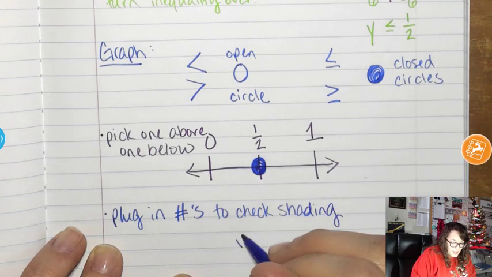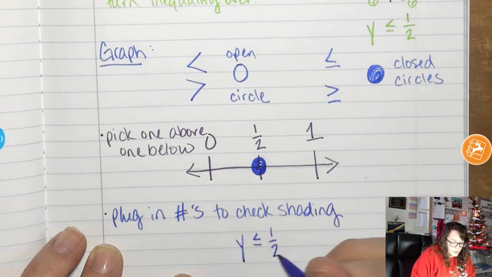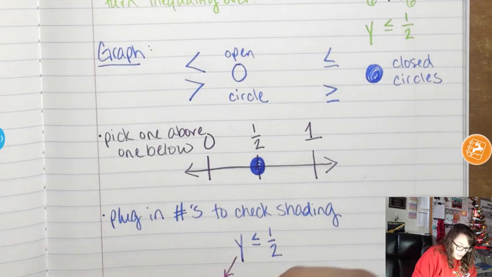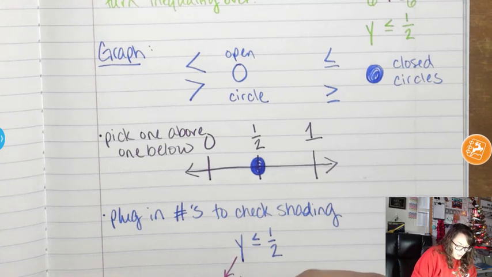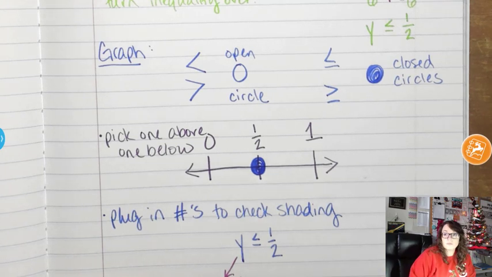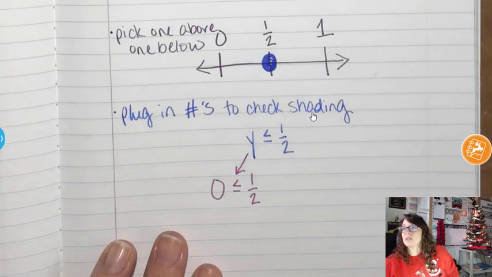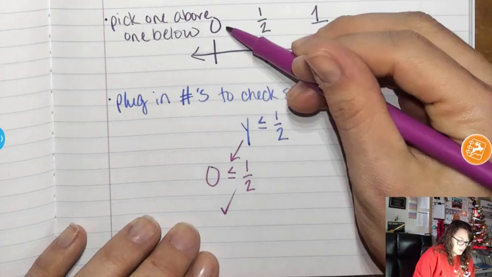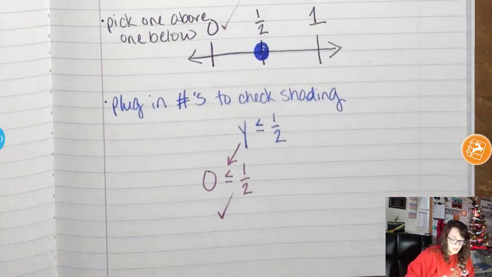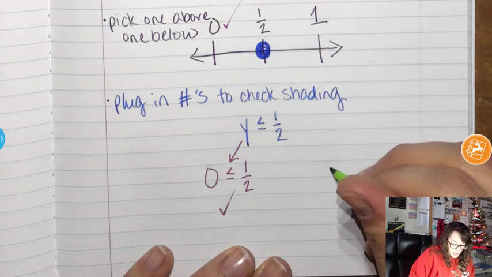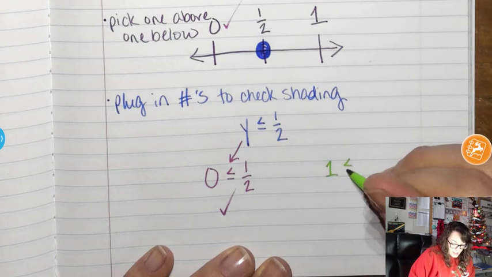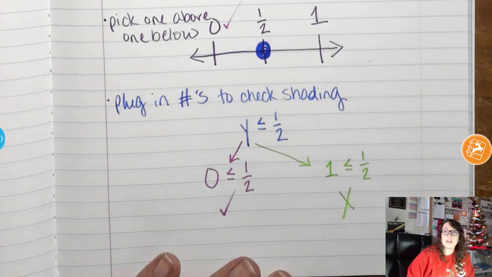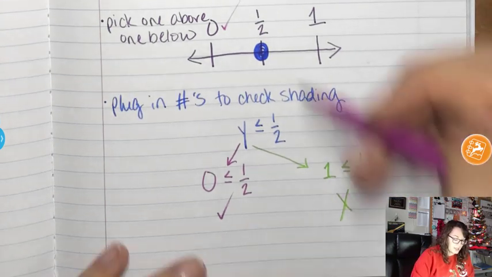So I've got y is less than or equal to 1/2. So you're going to plug in 0. Is 0 less than or equal to 1/2? Yes. So 0 is good. On the other side, is 1 less than or equal to 1/2? No. So we do not shade the 1. We shade the 0.